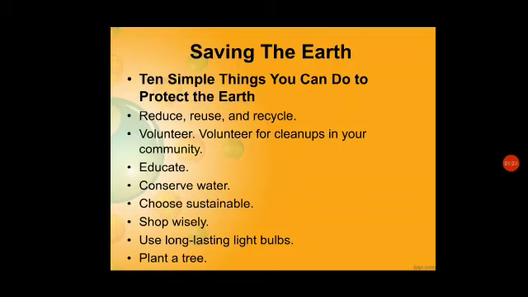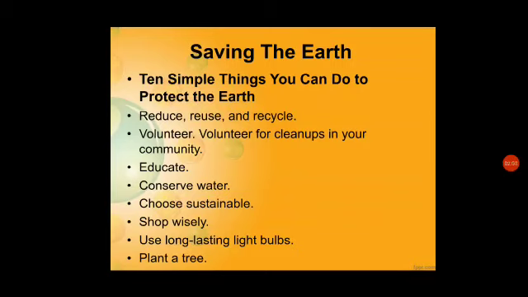You should volunteer to clean up your community. You should educate others to clean up the community and your surroundings. You should conserve the water. You should be sustainable. You should shop wisely. It means when you go shopping, instead of buying 2-3 small bottles, you can buy one big bottle. Instead of buying 2-3 small packets, you can buy one big packet. This is how you can shop wisely.